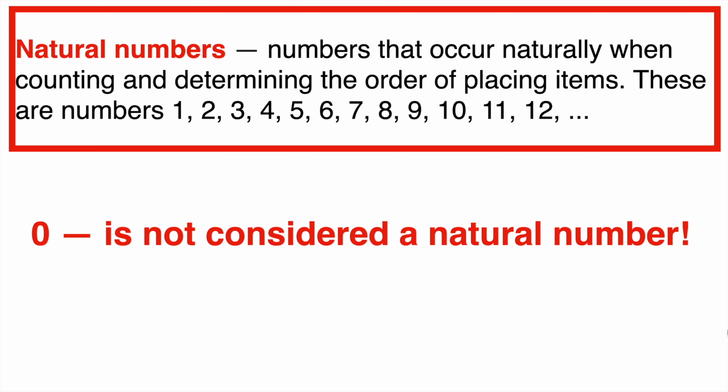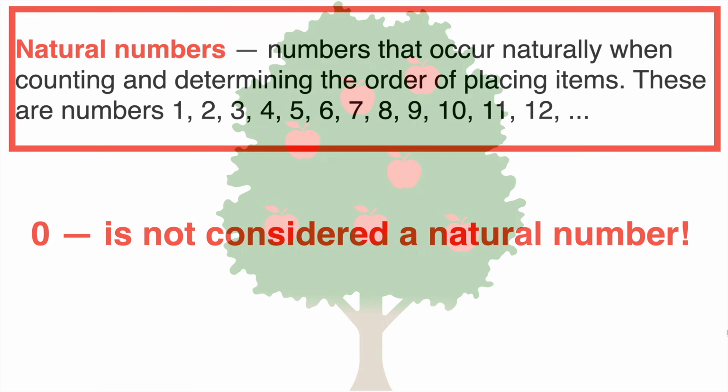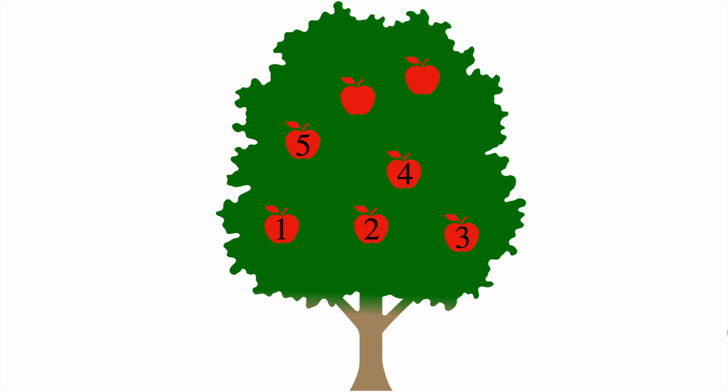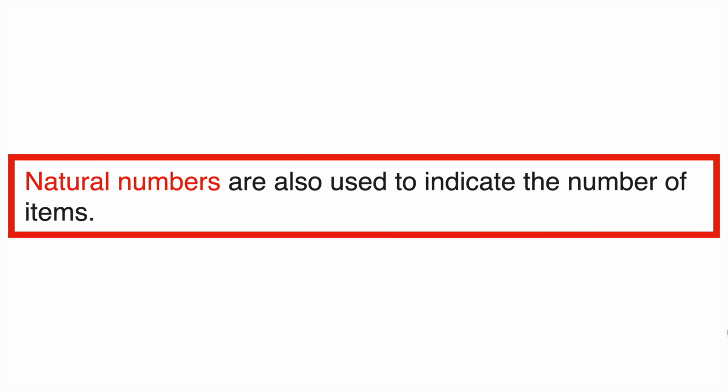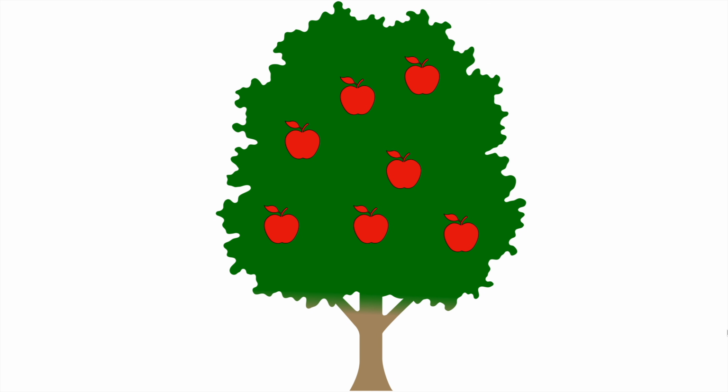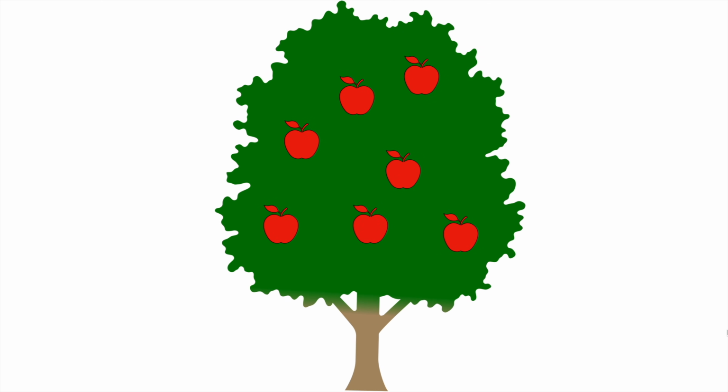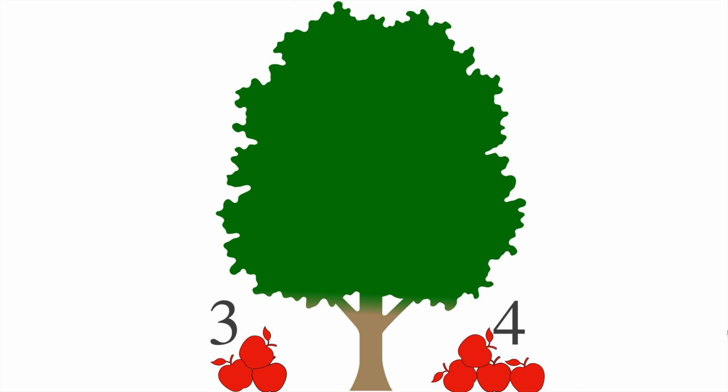Let's draw a tree and, using natural numbers, calculate the total number of apples. And we will see that there are only 7 of them. Natural numbers are also used to indicate the number of items. For example, in our drawing, after the tree was shaken, 3 apples fell on the left and 4 on the right.